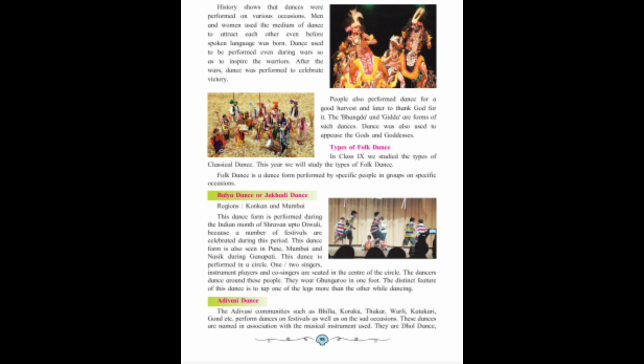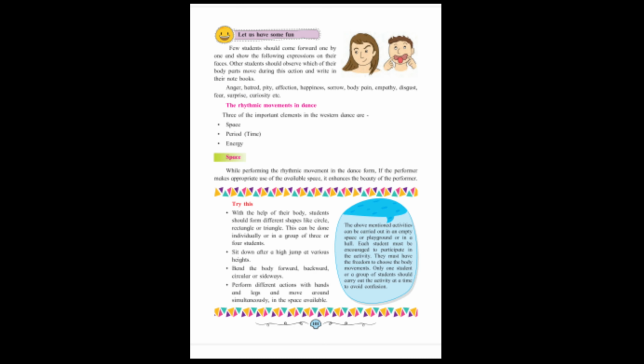Balia dance or Jharkhandi dance is the first one. That is a region in Mumbai. It is mostly played in the Konkan and Mumbai region. Adivasi dance. There are many dance styles. I'm reading the headings so that you can understand how many different dance styles there are in India: Adivasi dance, Tarapara dance, Dhangiri Gaja, Koli dance, Lezim. These are all the types of dance that are performed in our India.